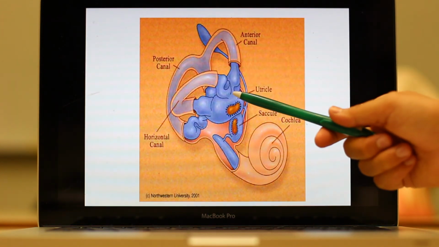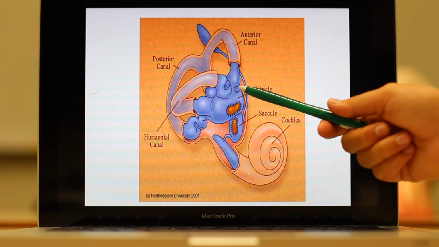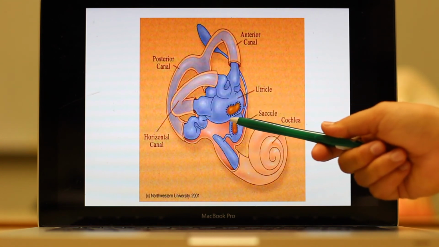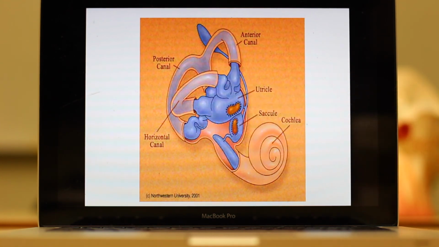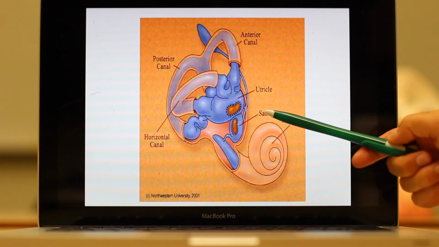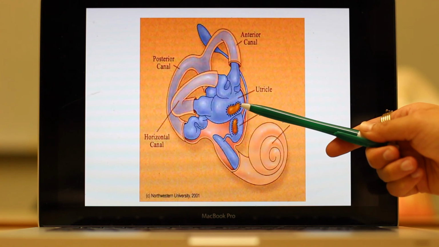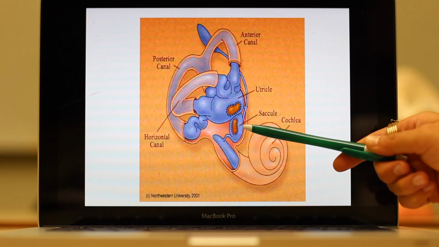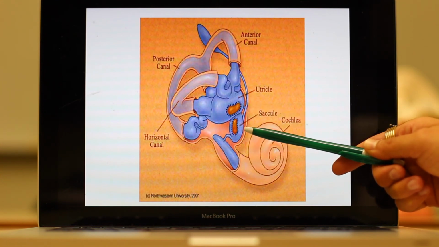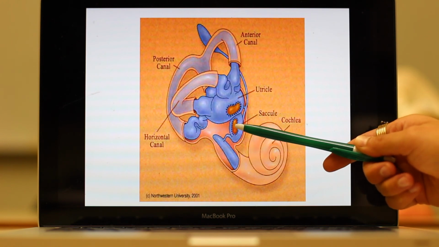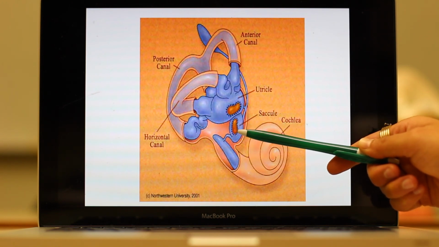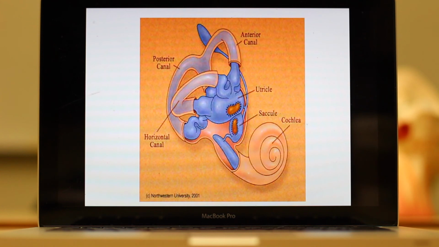The utricle, as we mentioned before, is connected to all of the semicircular canals via the ampullae. The utricle has a membranous sac filled with endolymph that is stationed on the horizontal plane. Located perpendicular to the utricle is the saccule, which is also a membranous sac filled with endolymph, but it is positioned on the vertical plane. Within the utricle and saccule are maculae, which are their end organs.